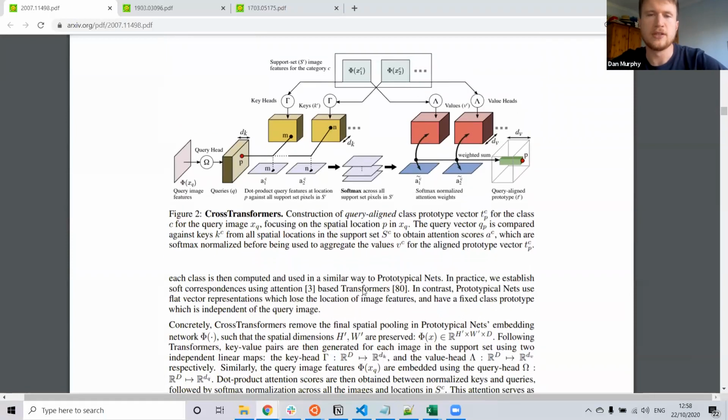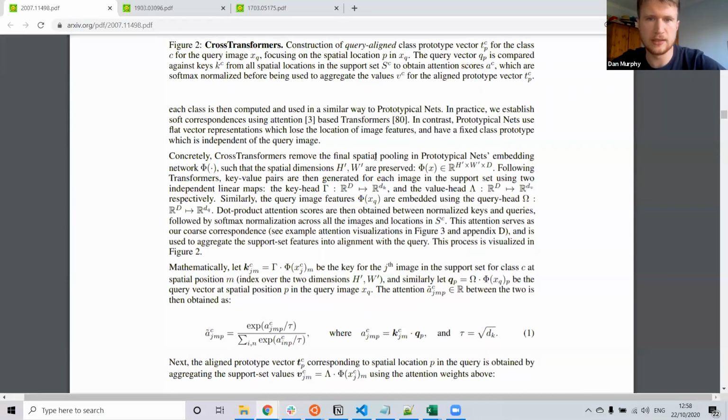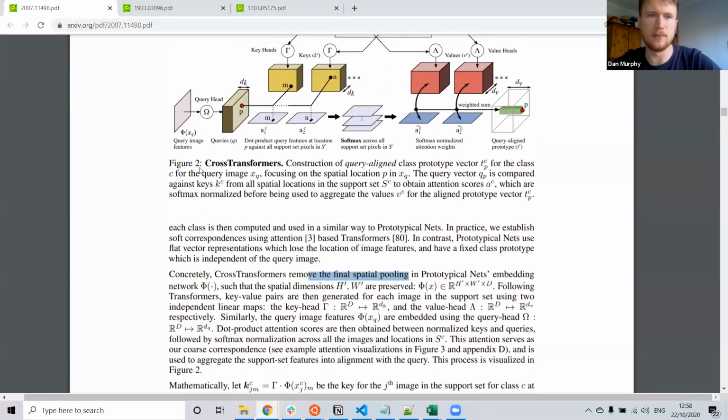The foundation of it, I guess, is a basic prototypical net that we've just talked about. So they're using the convolutions and the spatial element of a prototypical net, but instead of pooling everything at the end, you retain some spatial information by removing this pooling. And so we end up with an embedding that has spatial information retained, and that's captured by the shape of this embedding here.